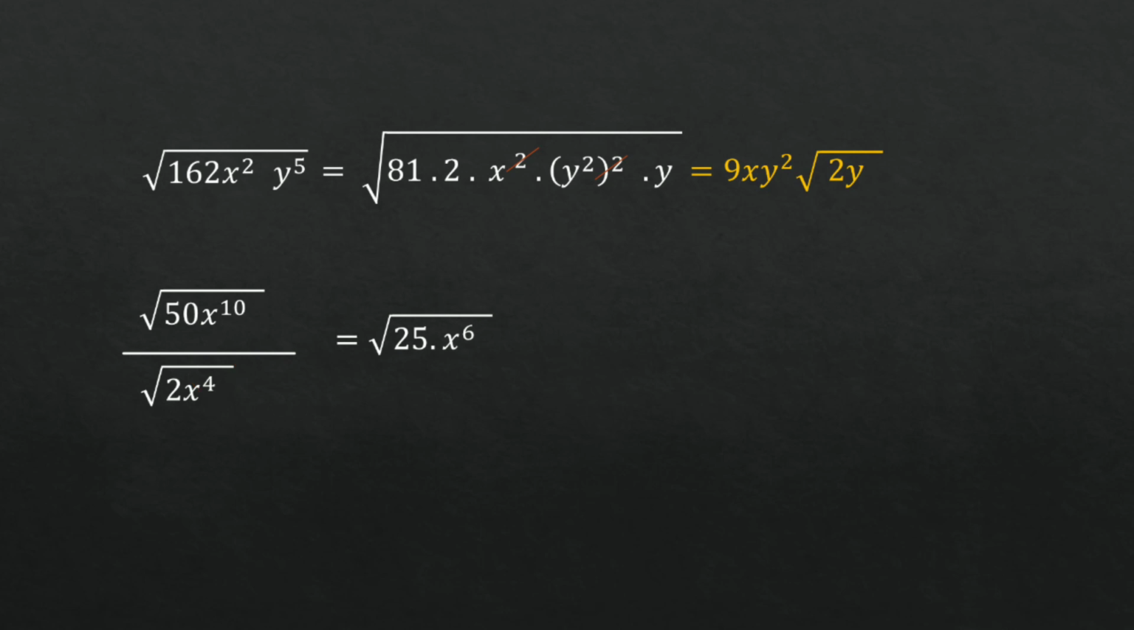And 50 divided by 2 is 25. So now let's simplify. We factor the x raised to the power of 6 so that we can get the answer. So the factor of x raised to the power of 6 is x cubed squared. So to cancel out the squared sign, because it's square root, we have left here the final answer of 5x cubed. 5 here because the square root of 25 is 5.